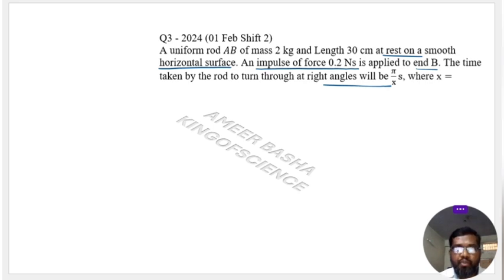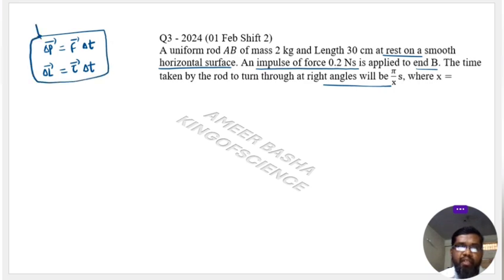You need to understand the question here. Before going to the question, as the problem is related to impulse: impulse is the change in linear momentum, which equals force multiplied by time interval. Similarly, change in angular momentum equals torque multiplied by time interval. These two relations are helpful to solve this problem.